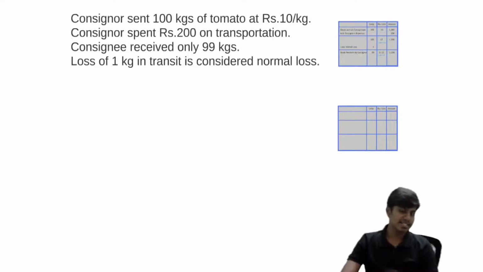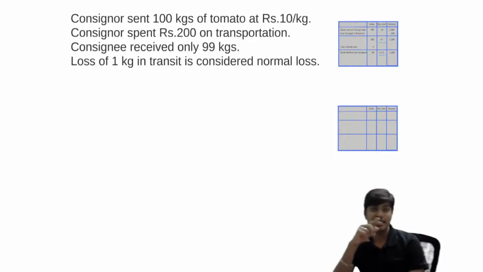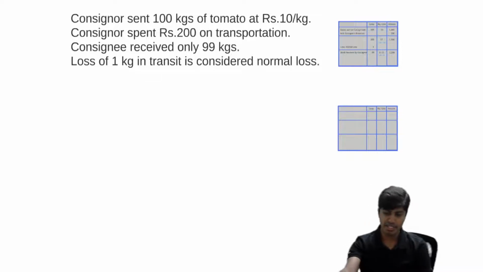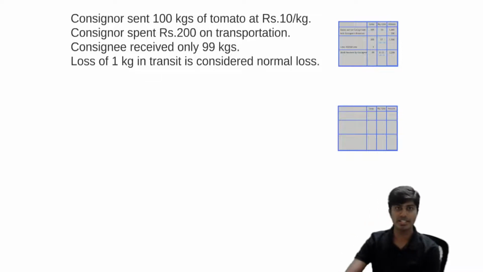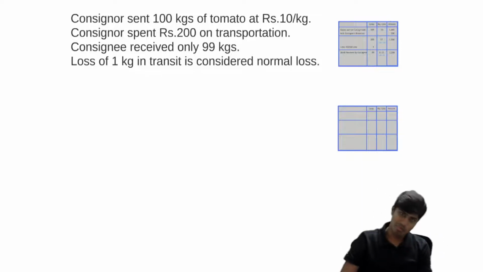Now, consignor has sent 100 kgs of tomatoes at rupees 10 per kg. Consignor spent 200 rupees on transportation. Consignee received only 99 kg. Sent is 100, received is 99. So 1 kg is lost. That 1 kg which is lost is normal loss. Let's see how the accounting will be for this.